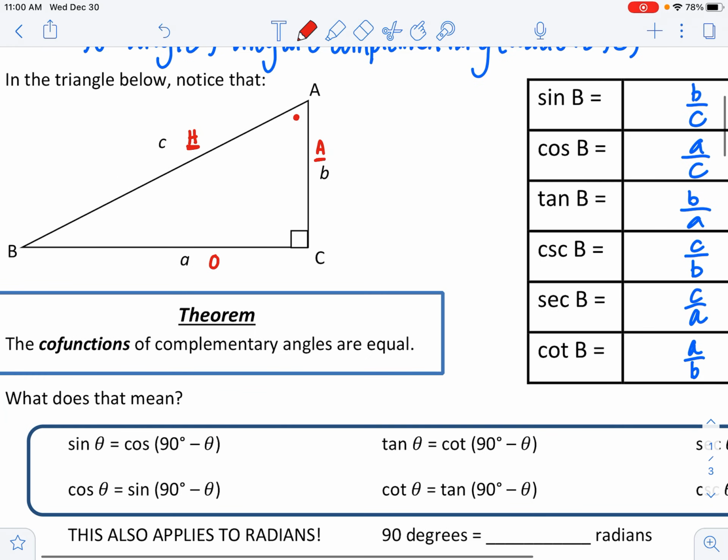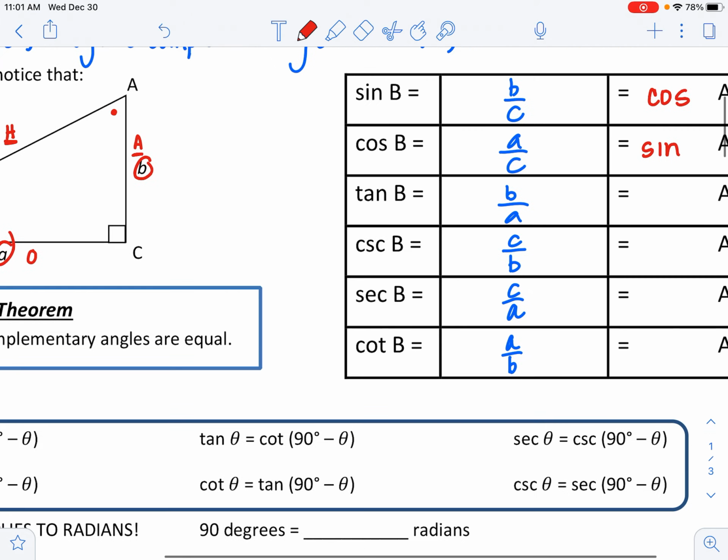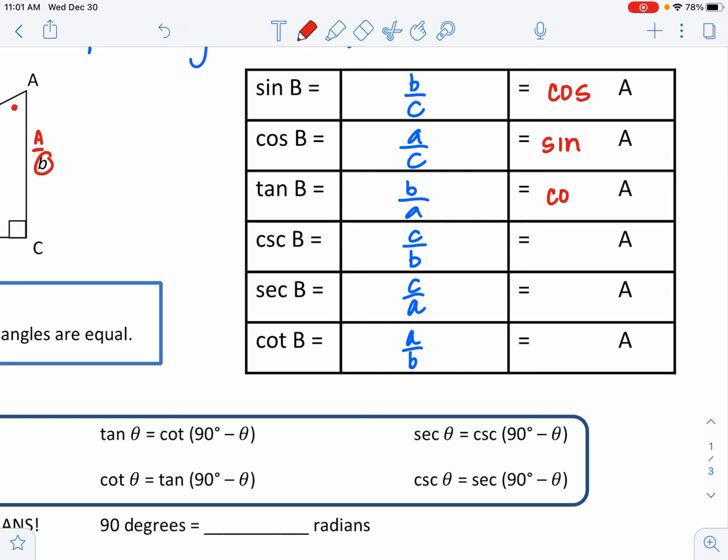b over a. b is right here. a is right here. That's adjacent over opposite. Adjacent over opposite is cotangent.